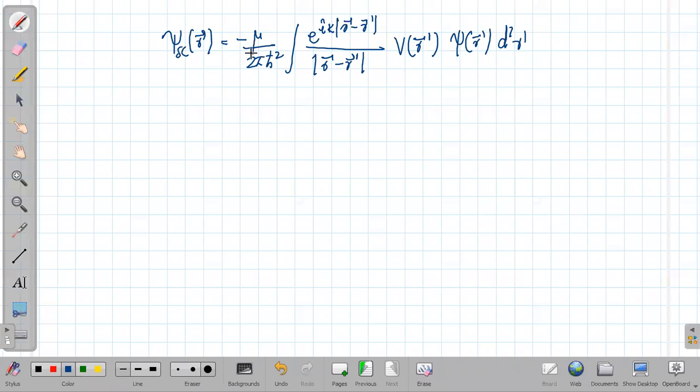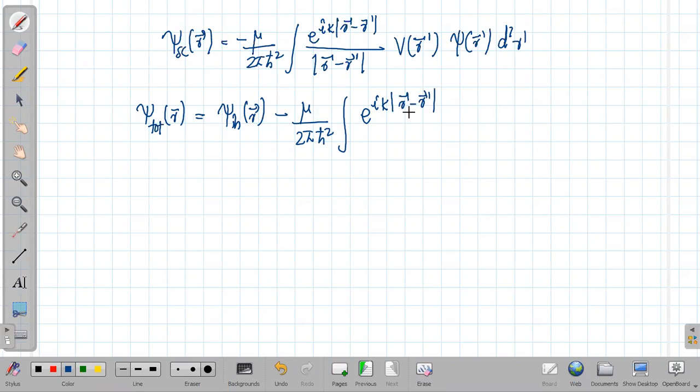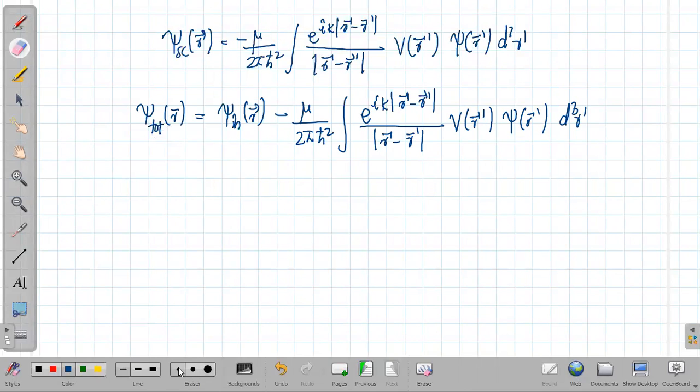So then what would be the total wave function? I can write the total wave function as the incident wave function, psi incident of r, plus the scattering wave function. The scattering wave function will just take the form minus mu by 2 pi h bar squared, integral e raised to i k modulus of r minus r prime divided by modulus of r minus r prime, V of r prime, psi of r prime, d cube of r prime. Now here no need to write psi total repeatedly, so we can just delete this psi total. So this gives the total wave function.